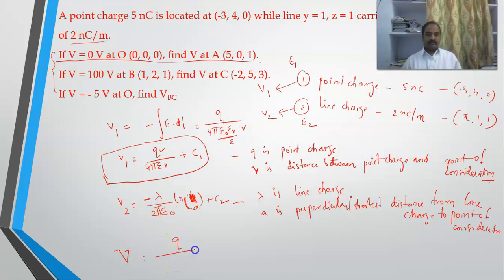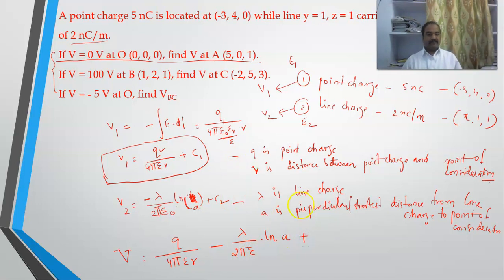So it is Q by 4 pi epsilon r. This is due to the point charge, where r is the distance between the point charge and the point of consideration. And for this one it is minus lambda by 2 pi epsilon into ln a, where a is the shortest distance between the line charge and the point of consideration. If it is air, you can directly take it as epsilon naught, but if it is a medium, you are supposed to take it as epsilon naught into epsilon r.